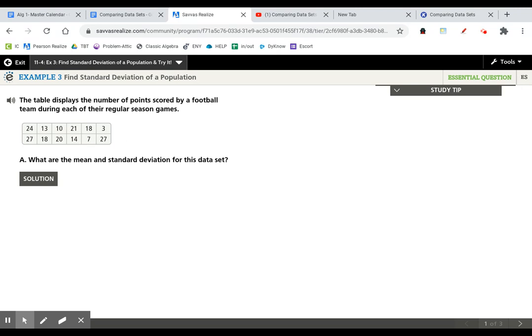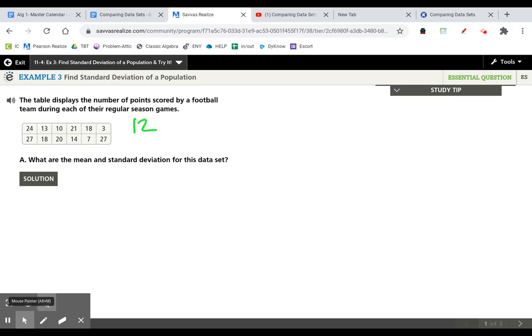So it says here in the second example, the table displays the number of points scored by a football team during each of their regular season games. It looks like we get 2, 4, 6, 8, 10, 12 regular season games. It says, what are the mean and standard deviation for this data set?